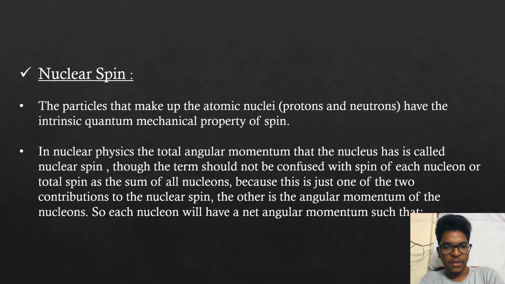Nuclear spin. The particles that make up atomic nuclei have the intrinsic quantum mechanical property of spin. In nuclear physics, the total angular momentum that the nucleus has is called the nuclear spin. The term should not be confused with the spin of each nucleon or the total spin as the sum of all nucleons, because this is just one of the contributions to the nuclear spin. The other is the angular momentum of the nucleon, so that each nucleon will have a net angular momentum as well.